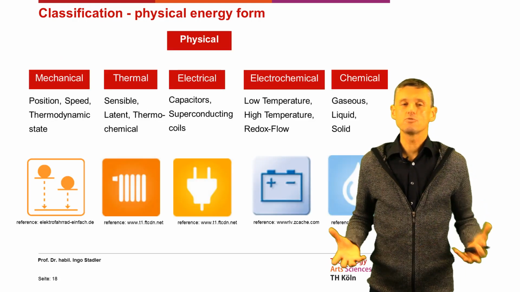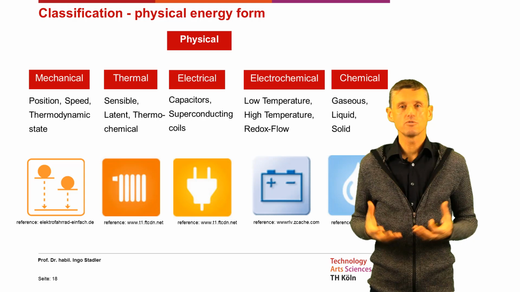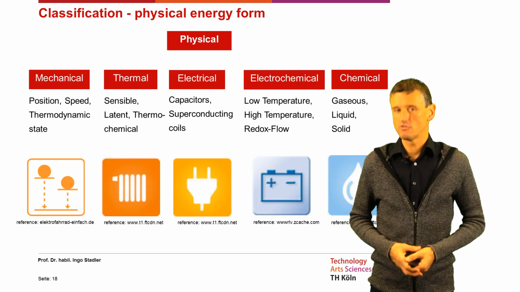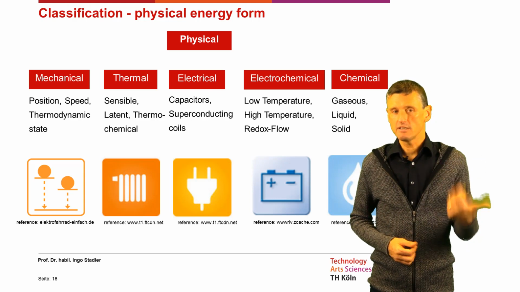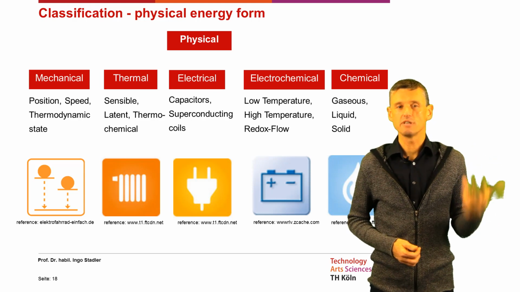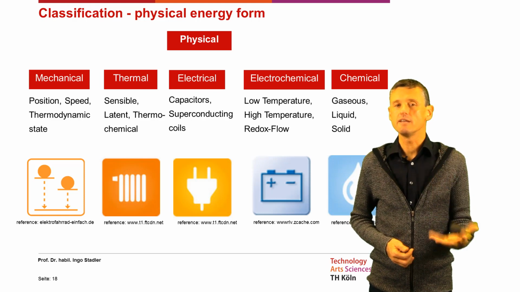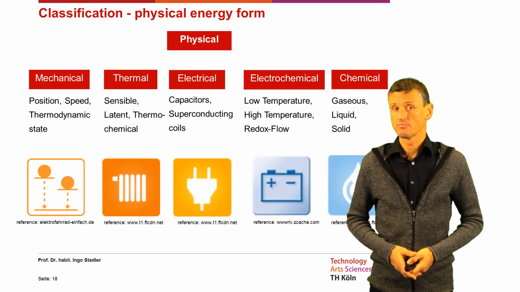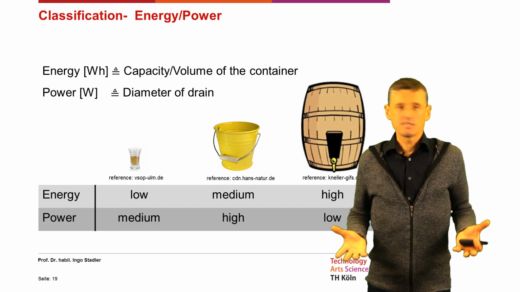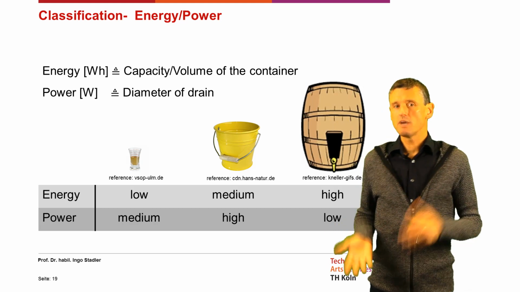So again, to sum up, we can distinguish energy storages by the physical form. There we have the mechanical stores, the thermal stores, electrical stores, electrochemical stores, and the chemical stores. What else can we distinguish? For example, according to energy and power.